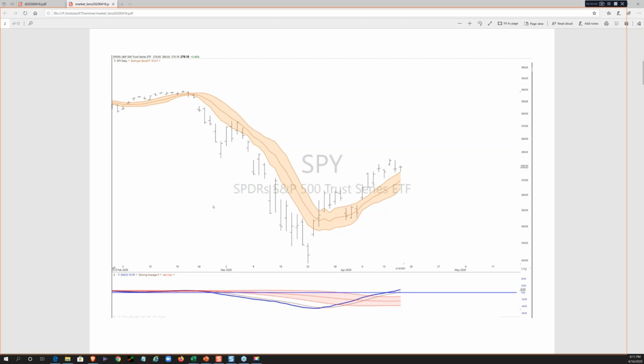So now the only things that I've added on here are the dragon, which is this thick orange ribbon, and then the ubiquitous MACD histogram, because I want you conditioned to look at those 2 things first all the time, no matter what, because that's what I do.